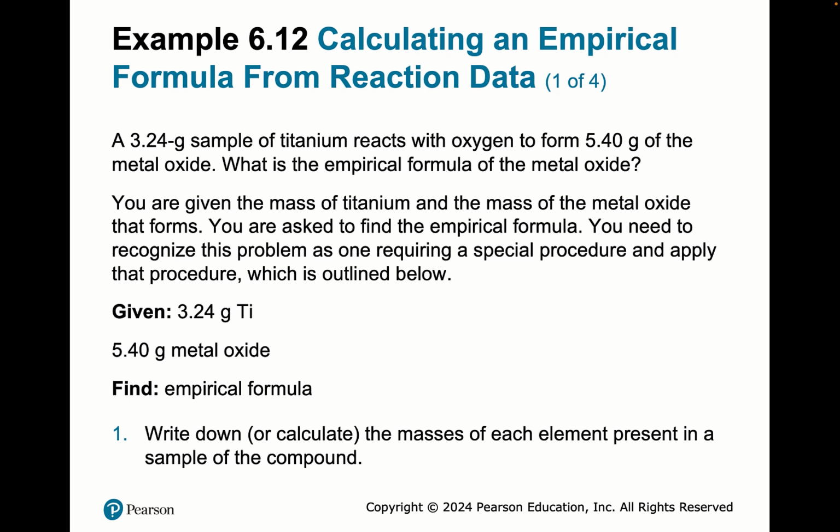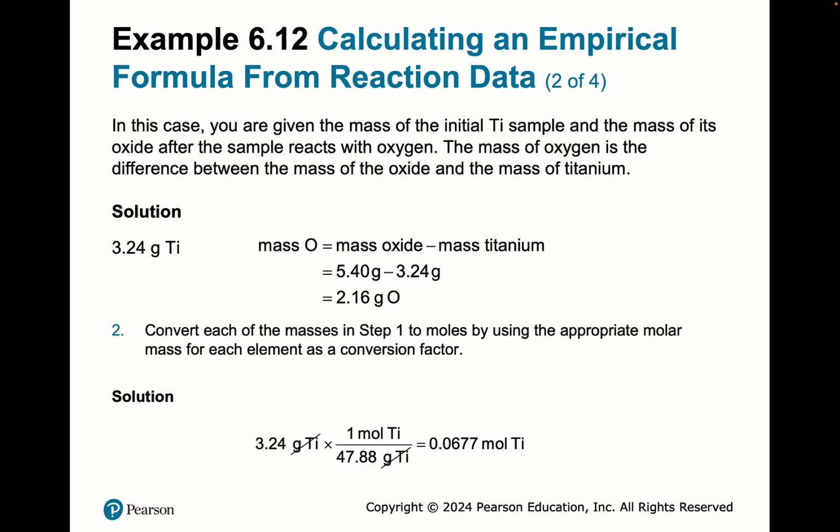So now we want to get the empirical formula from reaction data. Here's another one: 3.24 grams of titanium reacts with oxygen to form 5.4 grams of the metal oxide. What is the empirical formula of the metal oxide? We're not given the amount of oxygen, we assume it's in excess. So to figure out the mass of oxygen, we take 5.4 minus 3.24 to get the mass of oxygen.